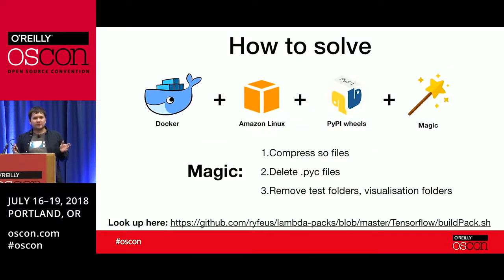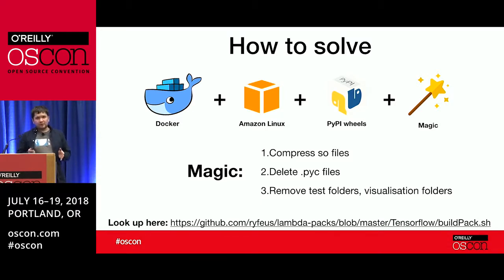So what is the solution to decrease the size of the archive? Basically, I have a shell script in my GitHub repo which you can just run in a Docker container, and it will gather the whole package for you. You just need Docker with Amazon Linux, install all libraries, and then produce some magic, which is basically compressing shared libraries, deleting PIC files, and deleting everything which is not needed for TensorFlow.